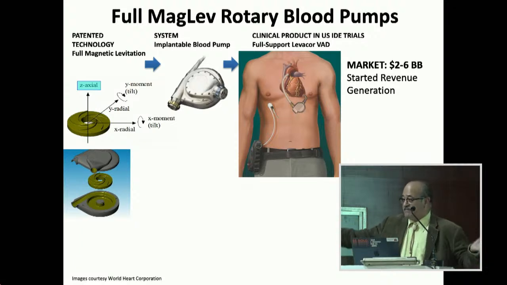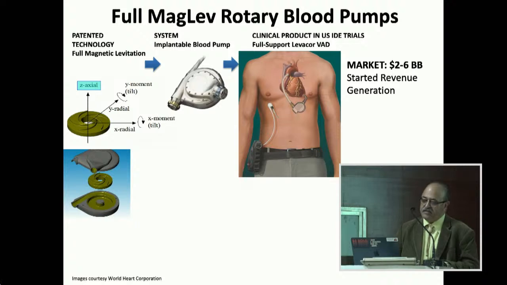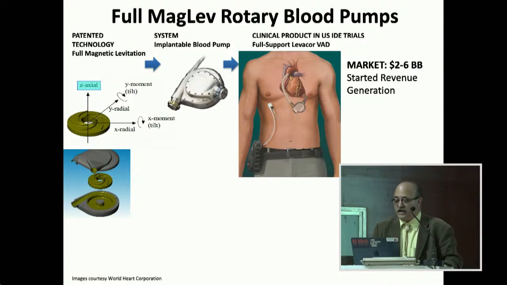You've heard of maglev trains. There's a maglev train that goes from Shanghai airport to downtown Shanghai. It's completely levitated. But those are big things. You know, the challenge was, how do you shrink that into something that you can put inside the body? So we figured out, it took us a while to figure that out, how to make it into a pump compact enough that you can put it inside where it is supposed to go.